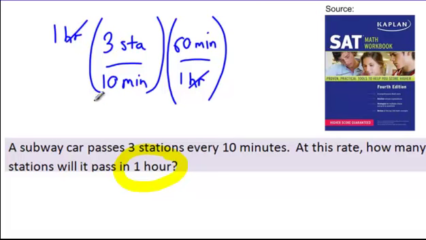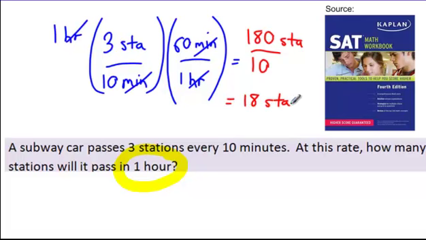Across the top, we have 1 times 3 times 60, which is 180, and the only unit left is stations. Across the bottom, we have 1 times 10 times 1. That leaves us with 180 divided by 10, which divides out to 18 stations. Therefore, in 1 hour, the train will pass by 18 stations.